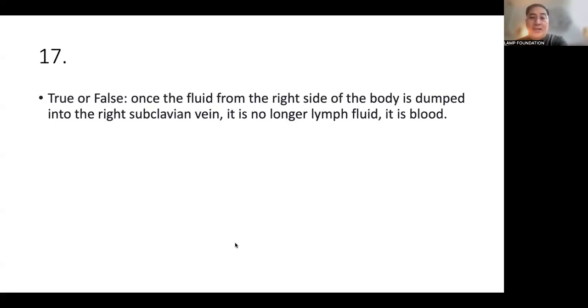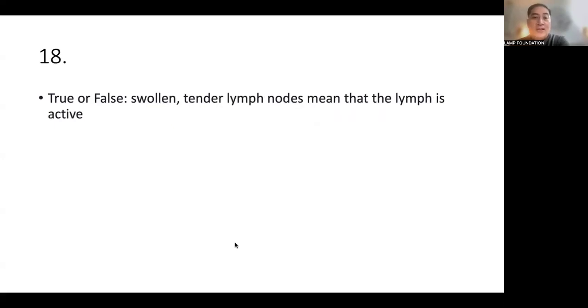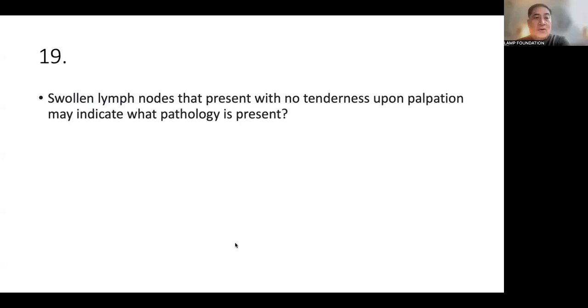True or false? Once the fluid from the right side of the body is dumped into the right subclavian vein, it is no longer lymph fluid, it is blood. True. True or false? Swollen tender lymph nodes mean that the lymph is active. True. Swollen lymph nodes that present with no tenderness upon palpation may indicate what pathology is present?